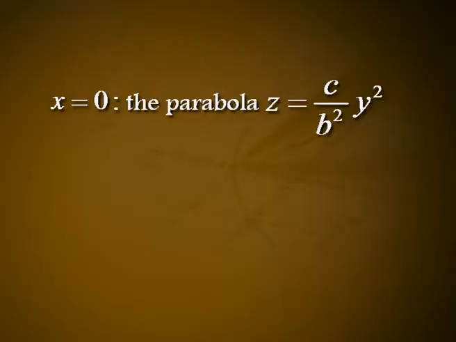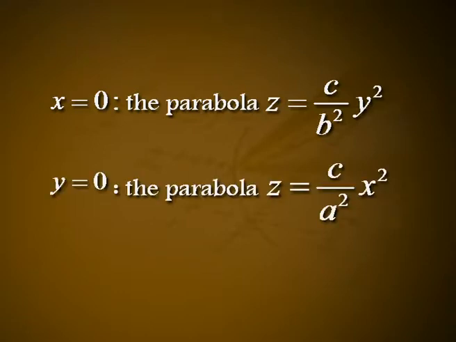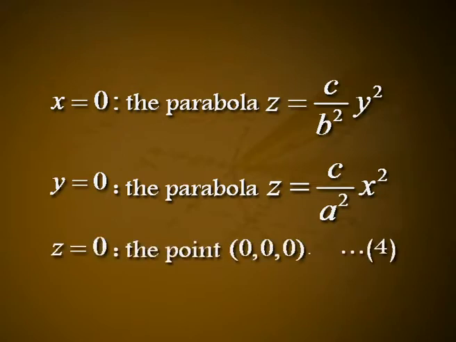Except for this point, the surface lies above or entirely below the xy plane, depending on the sign of c. The sections cut by the coordinate planes are: x = 0, the parabola z = (c/b²)y²; y = 0, the parabola z = (c/a²)x²; z = 0, the point (0, 0, 0).